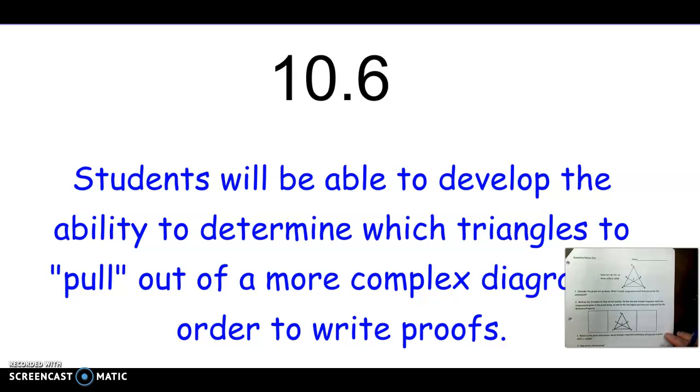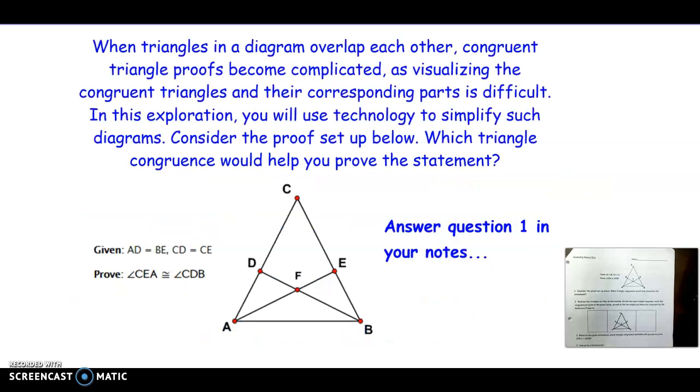Hi guys, this is the last lesson in topic 10, so we have a test coming up over topics 9 and 10. In this lesson we're going to be able to pull out the triangles that are needed in a more complex diagram in order to write some proofs.